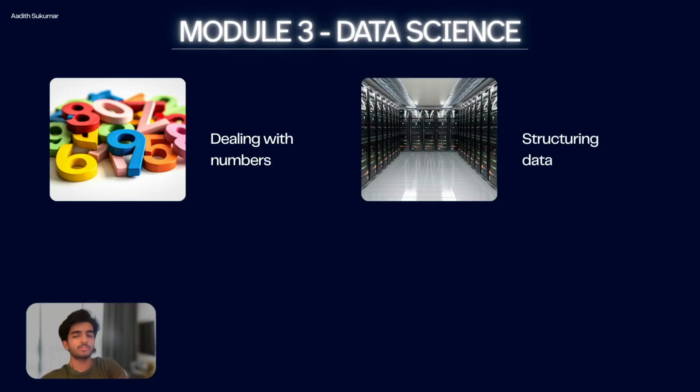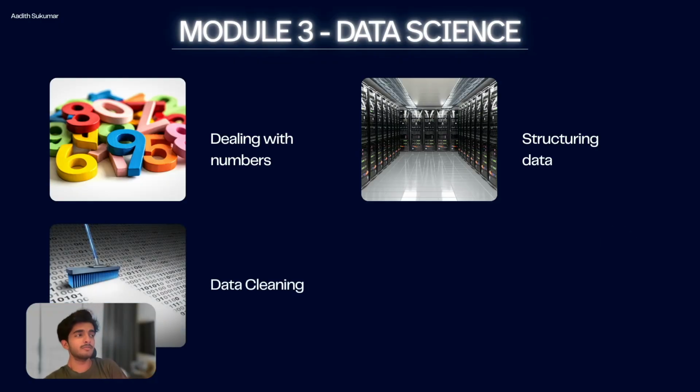Then you jump on to structuring data. Okay, I just have a bunch of numbers scattered everywhere. I need to put them into structure so that I can process it, read the outputs, and so on. Then comes data cleaning. I've structured it, but then there's so much unnecessary junk data that I have, or there's some missing data. And if there's any missing data or biased data, then your model will also be equally biased.